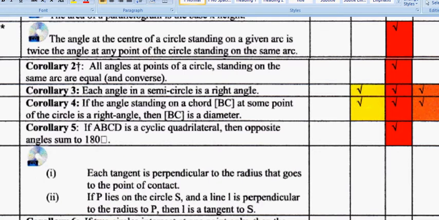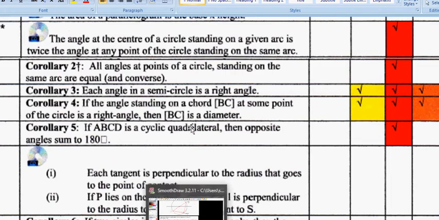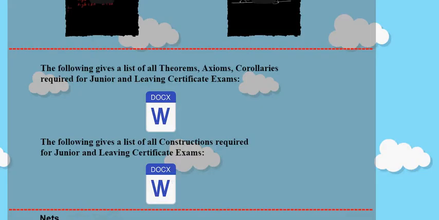So let me just write that out. By the way, as I said earlier, this is from my website, malloymaths.com. You can download that other sheet from here. It shows you all the theorems, axioms and corollaries that are required, and this just gives you a list of constructions.